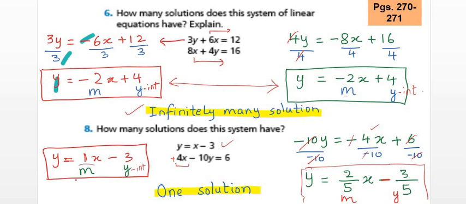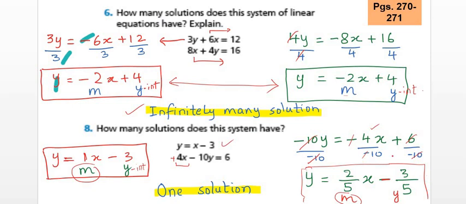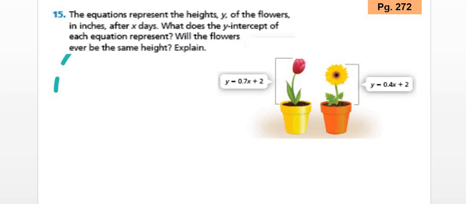When I compare both, the slopes were different, so no need to look at the y-intercept. I will say these are two intersecting lines, they have one common point, and that point will be the solution of these equations. So we have one unique solution. Clear? Let's solve one more question from the exercise, from the lesson.